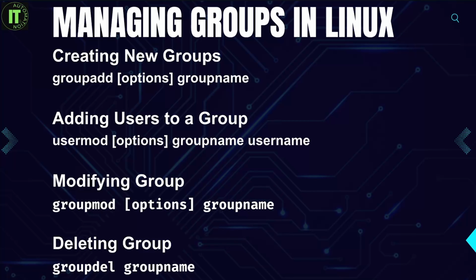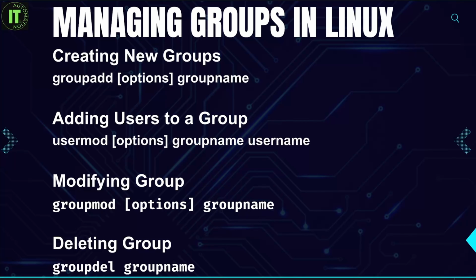Modifying a group. To modify a group account in Linux, we can use the groupmod command. This command allows us to change the group's name and group ID. The syntax for modifying a group account is groupmod, options and the group name. And deleting a group account. To delete a group account in Linux, we can use the groupdel command. This command removes the group from the system. The syntax for deleting a group account is groupdel and the name of the group.